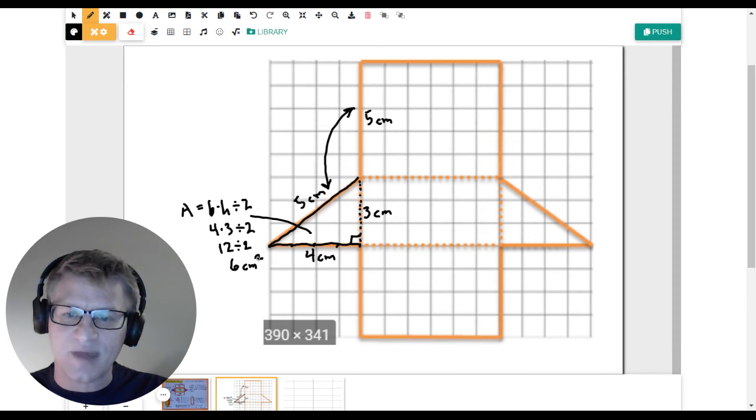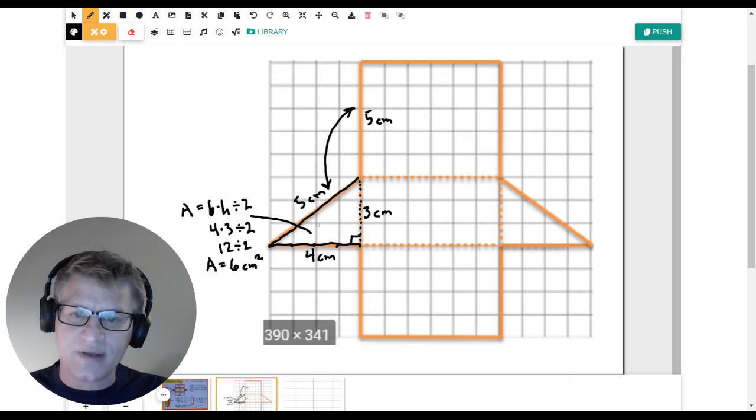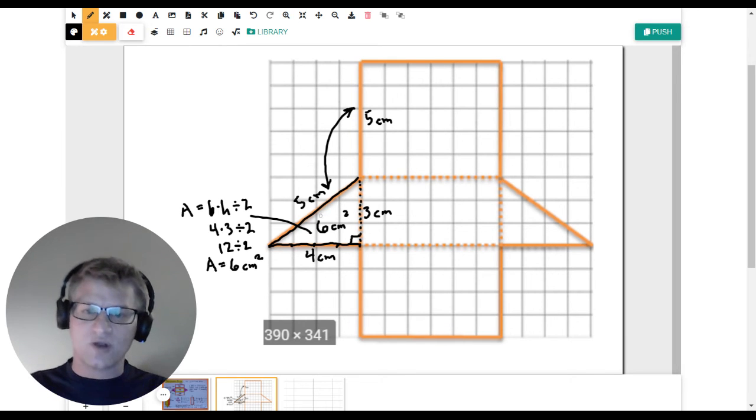It just happened to be the same. I didn't mean for it to be the same. It wasn't planned like that. It just happened. Okay, so this area is 6 centimeters squared, right? And I put the squared there, so now I'm talking about squares.